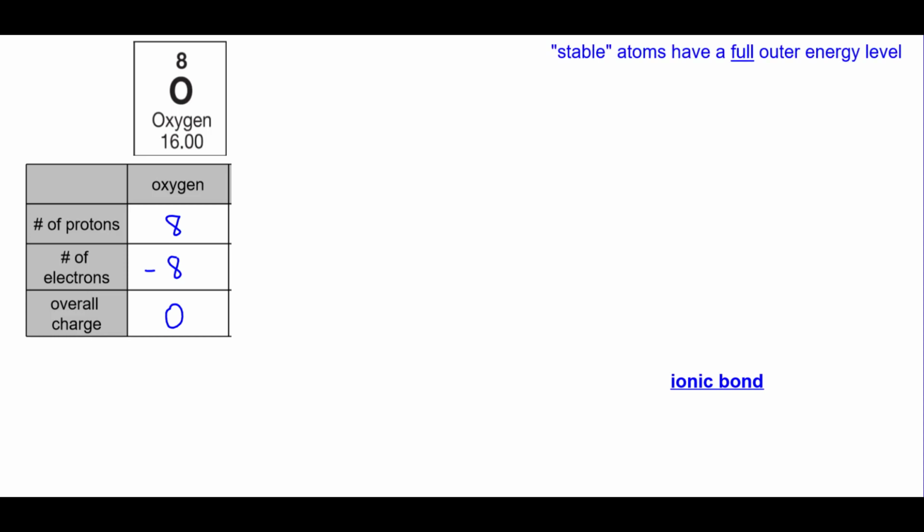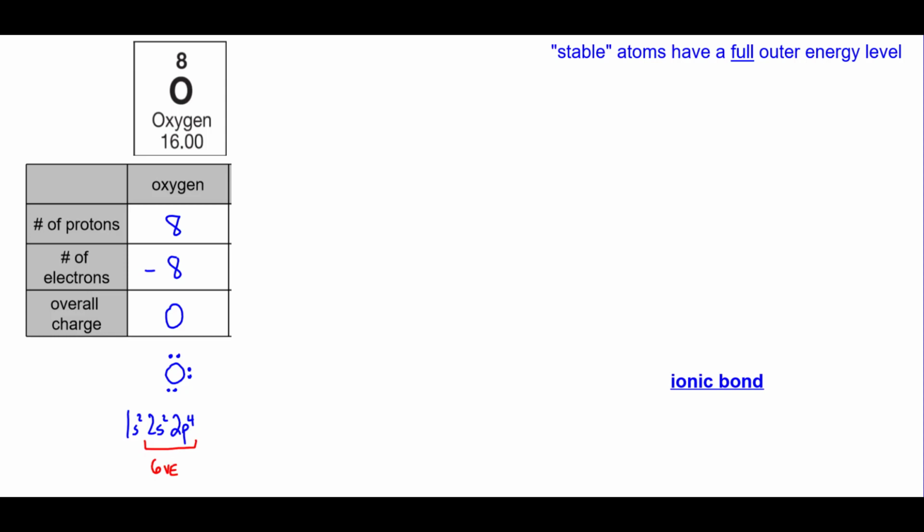Now remember that stable atoms have a full outer energy level, so let's see if oxygen has a full outer level. I'm going to use the fast way to know this. You should already have this in your notes. Oxygen is in group 16, and so everybody in that group has 6 valence electrons. I'm going to draw them in just like this. I'm going to write in the electron configuration. That would be 1s2, 2s2, 2p4. And so the electrons here, that's 6 valence electrons.